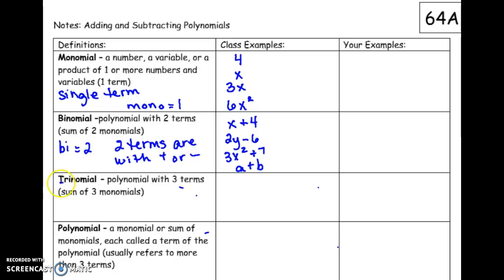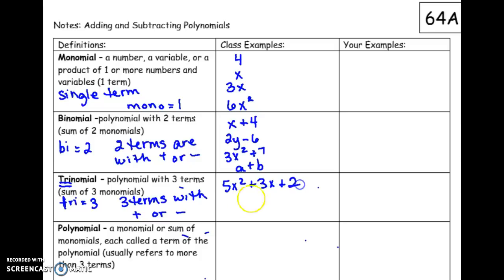A trinomial, what do you think tri means? Tri means 3. So a trinomial, with a T not an F, would be 3 terms with plus or minus. I could say maybe 5x squared plus 3x plus 2, or maybe 6y squared plus 2xy plus x squared. Notice we have 1, 2, 3 terms. That would be considered a trinomial.